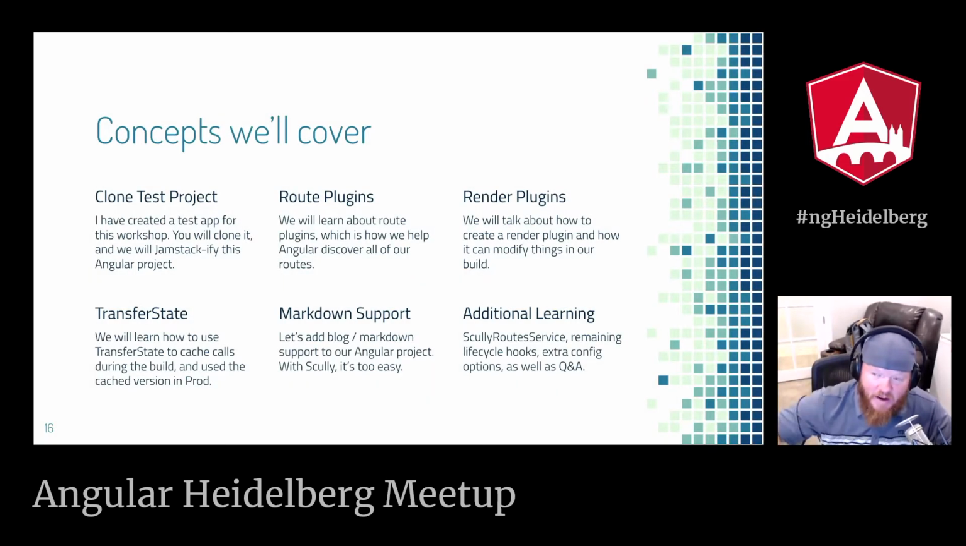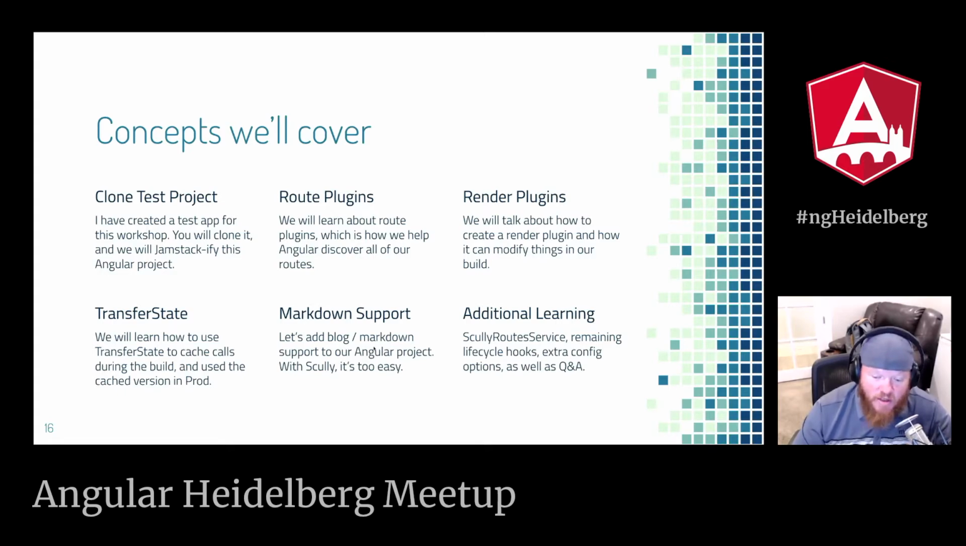So let me cover some concepts. Given time, we're going to cover these concepts. You guys aren't going to clone; I'm just going to walk through this test project. You can find it on my GitHub if you want to check out the final version. We're going to show off route plugins. We're going to show off render plugins. I'm going to show you how to do transfer state. We'll add blogs so you can have Markdown support.